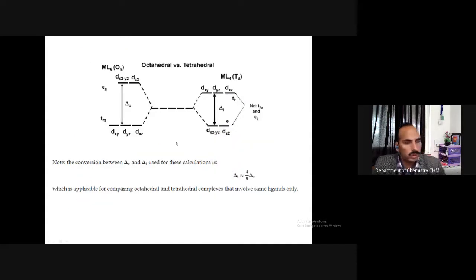This is how you can depict it: octahedral geometry on the left hand side and tetrahedral geometry on the right hand side, and you can see the gap between E and T2 is smaller compared to the gap between Eg and T2g. The dx square minus y square and dz square orbitals are lower in energy in the tetrahedral case, while in the octahedral case they are higher in energy. The reason is that in octahedral geometry they are facing the ligands directly, while in the tetrahedral case they are away from the direction of approach of the ligands. So that is the reason.